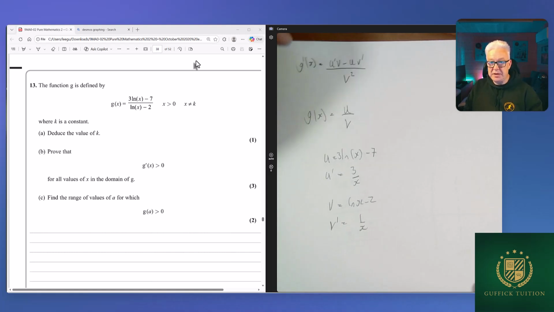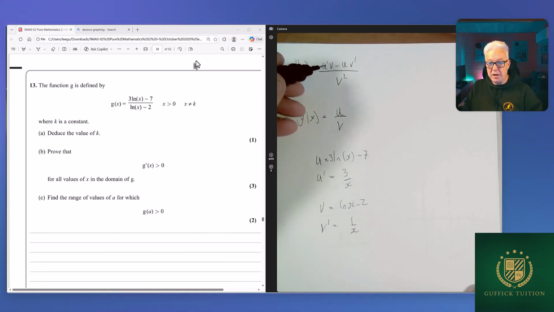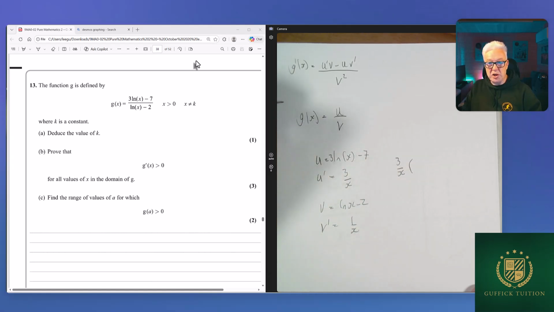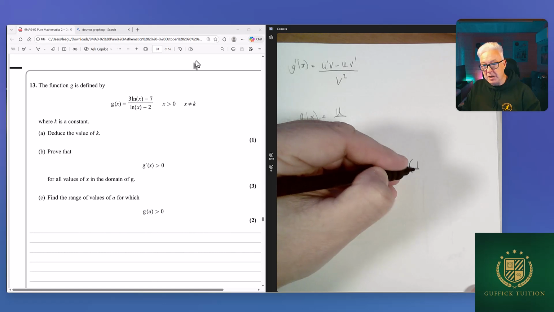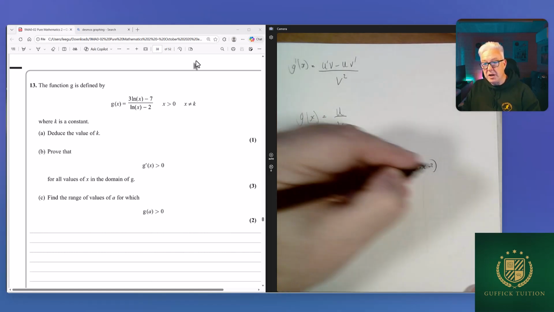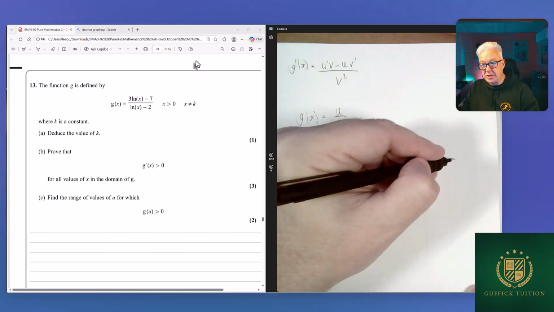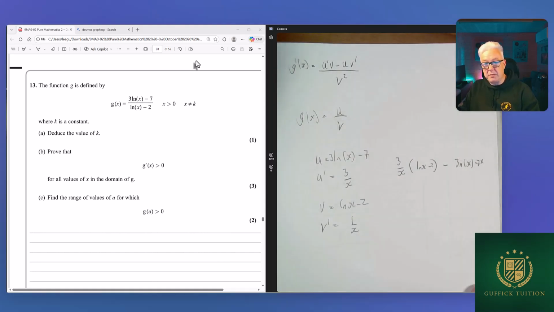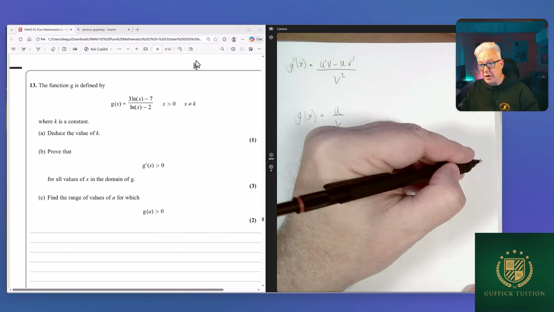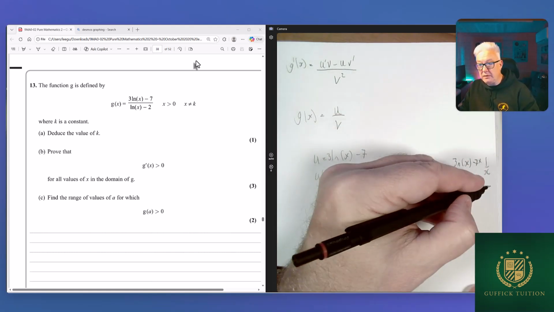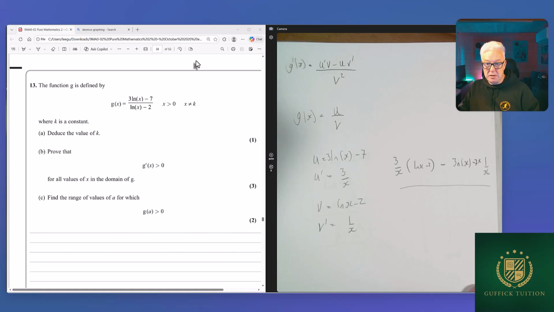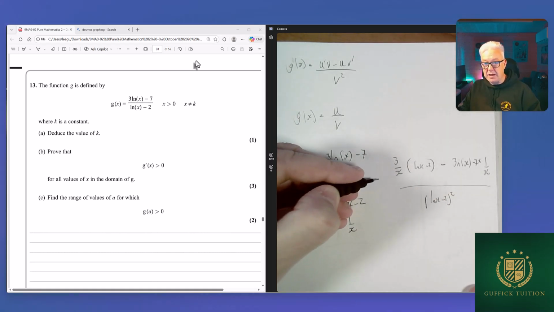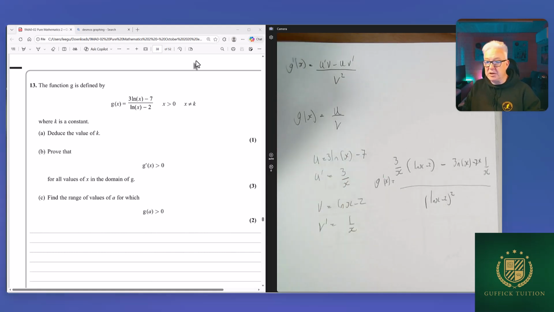So we can sub these pieces of information into our formula now. Our u dashed is 3 over x times v, which is ln x minus 2, minus u, which is 3 ln x minus 7, times v dashed, which is 1 over x, all over v squared, which is ln x minus 2 all squared. Okay, so that's our g dashed of x subbing into the quotient rule.